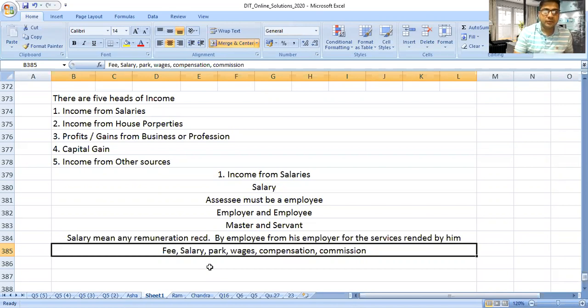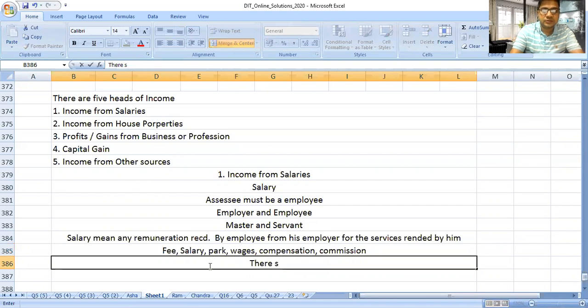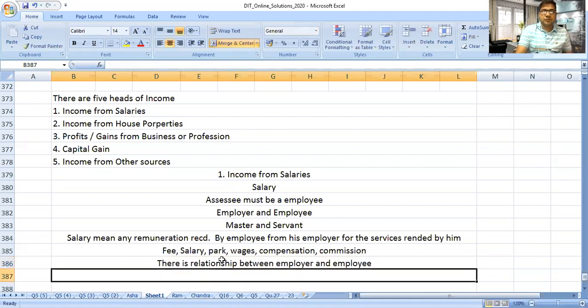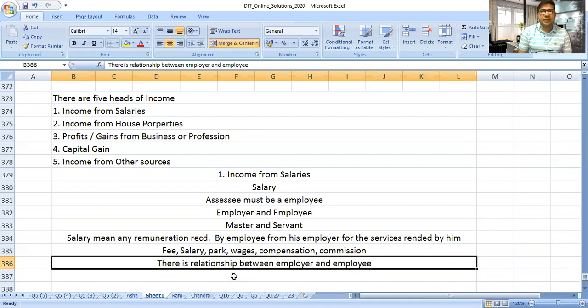But there is a relationship between employer and employee. When will the salary be taxable? When can we say that it is a salary? It requires a relationship between employer and employee. Whenever there is a relationship between the employer and employee, whatever income is generated under such a relation, we can say that it is salary.